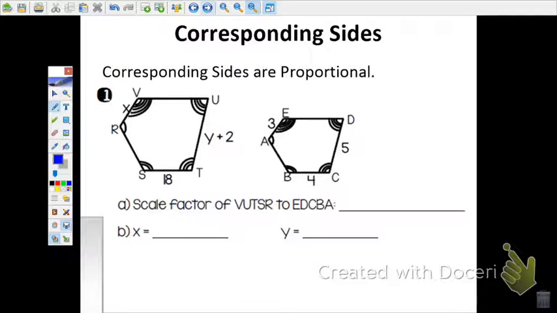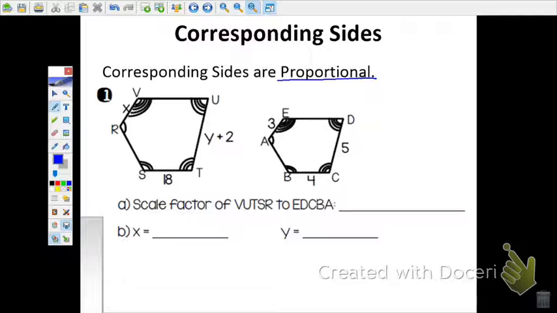Now we move to corresponding sides. Okay? Corresponding sides are not going to be congruent. Corresponding sides are proportional. Okay? Corresponding sides are proportional. We know they're not the same length. We can see that because one of them's smaller than the other.